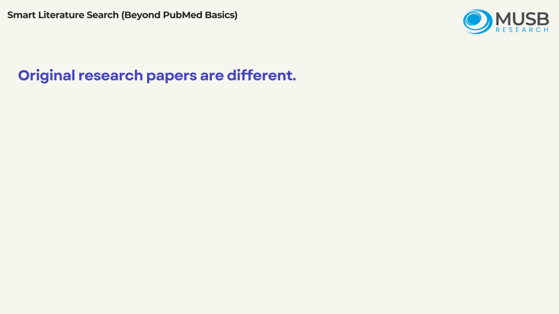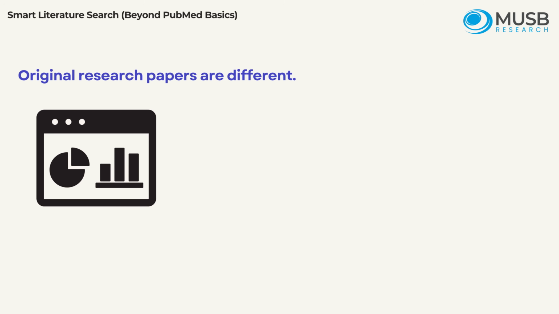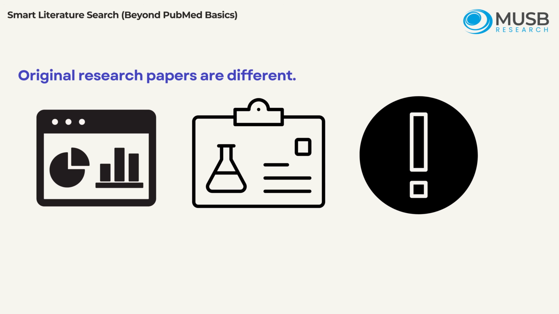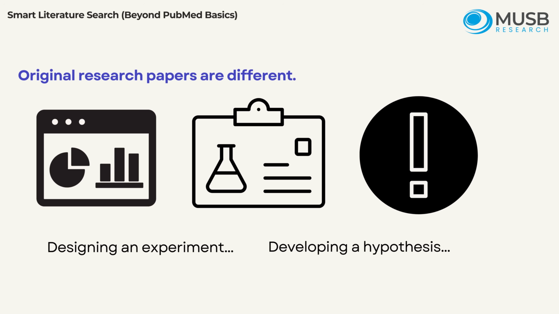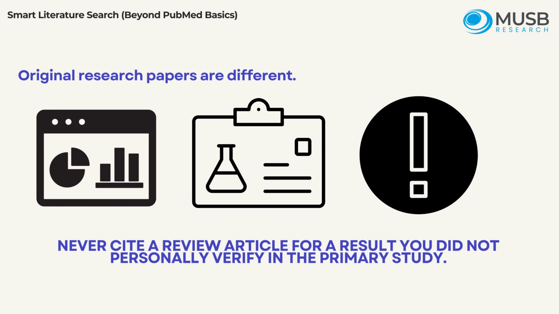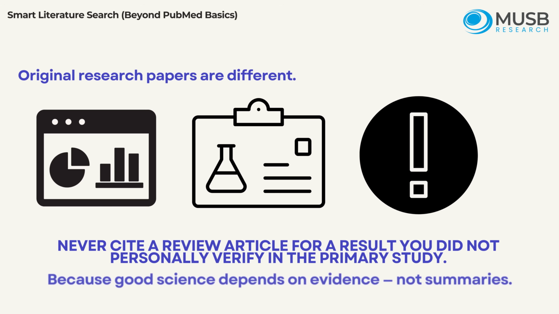Original research papers are different. They show you the actual data, the experimental methods, and the limitations of the study. This is where real scientific evidence lives. So if you are designing an experiment, developing a hypothesis, or making any research decision, always go back to the original paper. And here's a critical habit. Never cite a review article for a result you did not personally verify in the primary study. Because good science depends on evidence, not summaries.